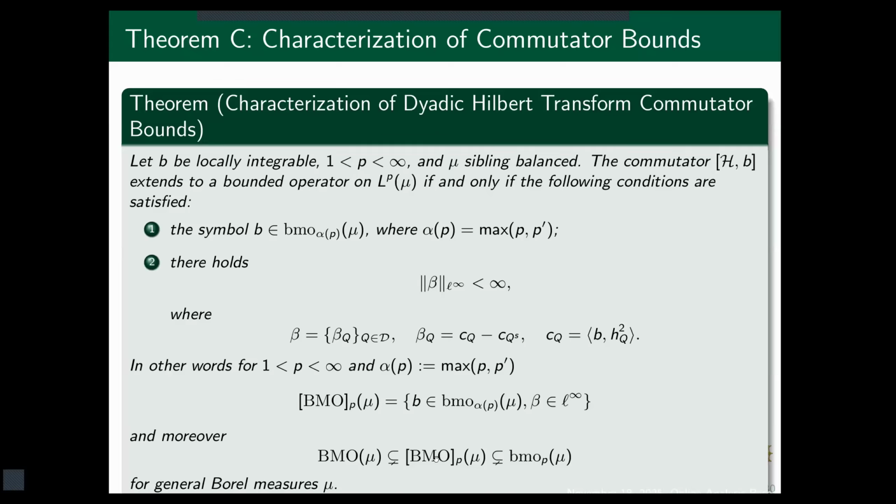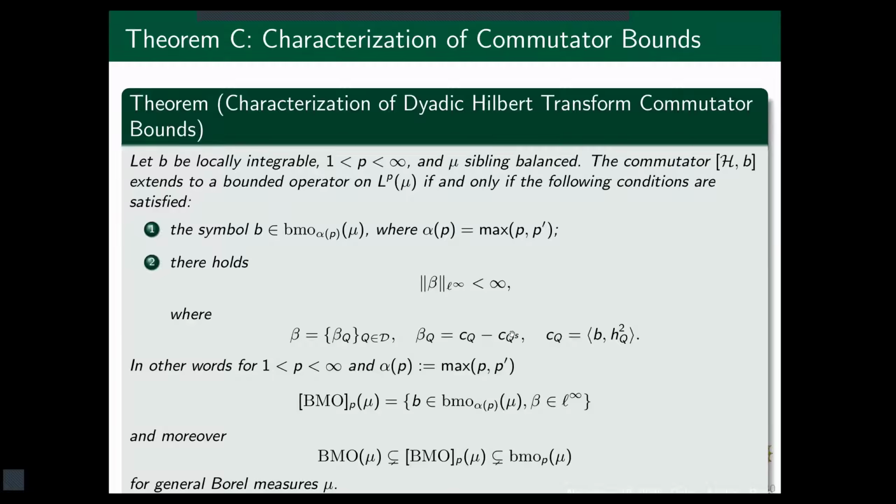And this class, bracket BMO_P, is defined in a somewhat funny way. The first condition says that B belongs to little BMO_{alpha P}, where alpha P is the maximum of P and P prime, where P prime is the Holder conjugate to P. And then the second condition is that a certain sequence beta_Q belongs to little L infinity. So it's a bounded sequence. And the way the sequence is generated, beta_Q is defined as c_Q minus c_{Q sibling}.